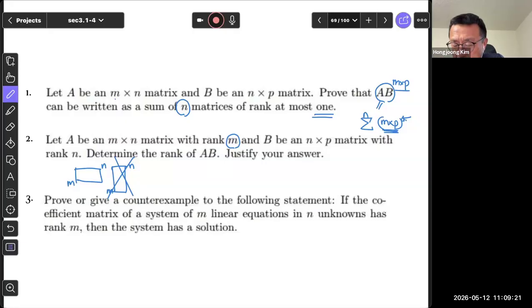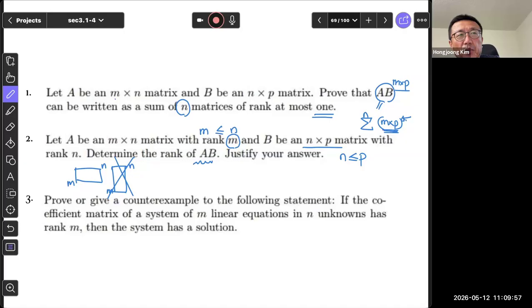And if B is an n by p matrix with rank n, then by the same reasoning, n will be less than or equal to p, right? So here m is less than or equal to n, and n is less than or equal to p. In that situation, determine the rank of A times B and justify your answer. This is quite an interesting question.